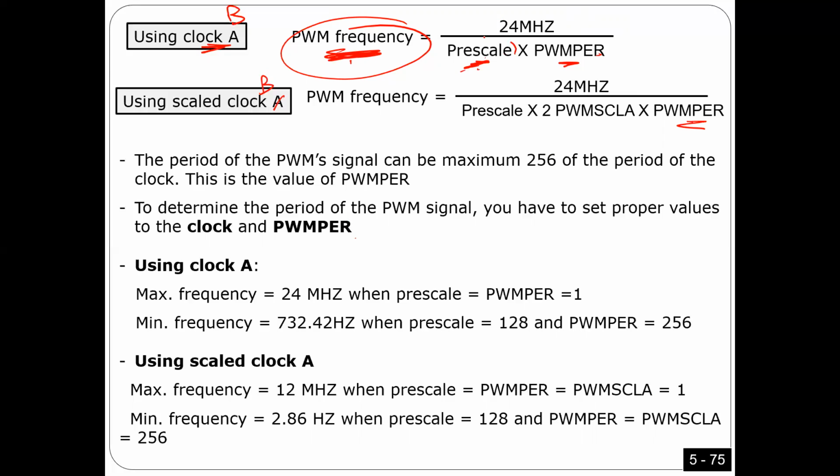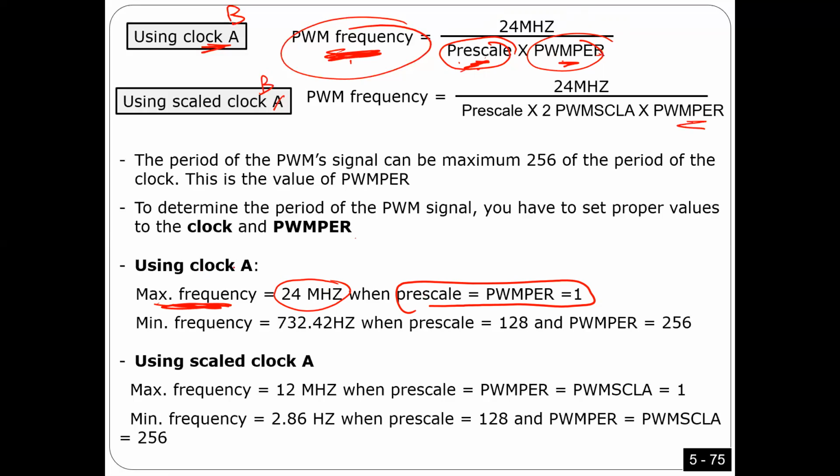So here I put minimum to get the maximum frequency. That's what I did here. So in order to get the maximum frequency, I'm going to put here 1, which is the minimum. So I'm going to put 1 and 1. By this way, the maximum frequency I can get is 24 megahertz.